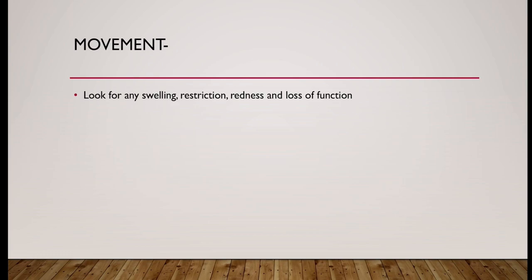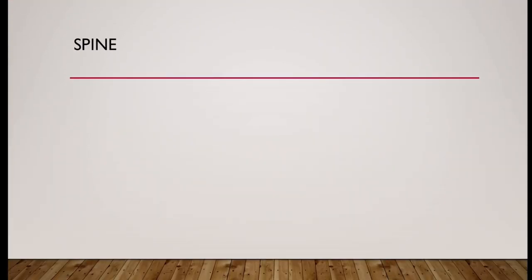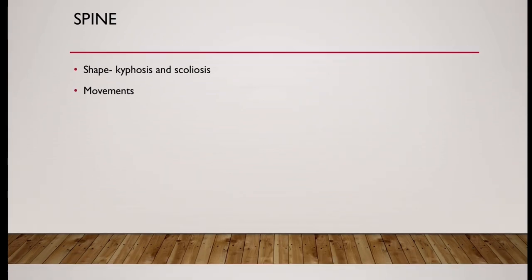Then assess the movement. Look for any swelling, any restriction of movement, any redness, and any loss of function of joint. Examine the upper limb, examine lower limb joints, temporomandibular joint, and cervical joints. Then examination of spine. Look for the shape. Is there any kyphosis, scoliosis, hyperlordosis? And do the spinal movement.